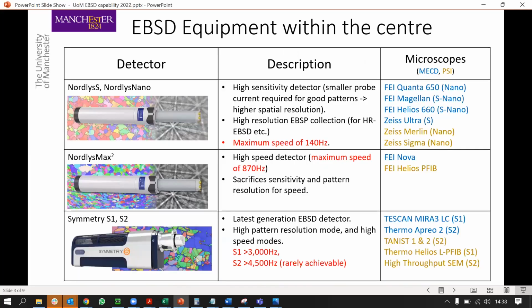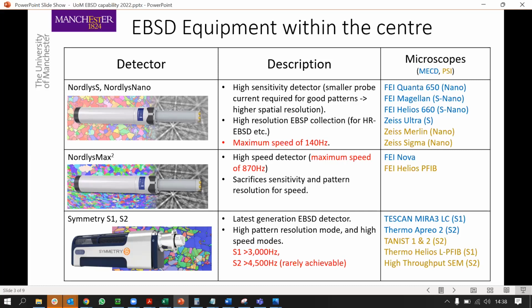So we have 3 different detector types in Manchester, all by Oxford Instruments. We've got quite a few of the previous generation of detectors, the Nordlys series, and we have 2 different types. We have the sensitive detectors and we have the fast detectors. With the sensitive ones, you generally need a smaller probe current in order to get good patterns. So you get more resolution, but it also allows you to work on some more difficult materials. With the fast ones, you sacrifice that sensitivity for going fast.